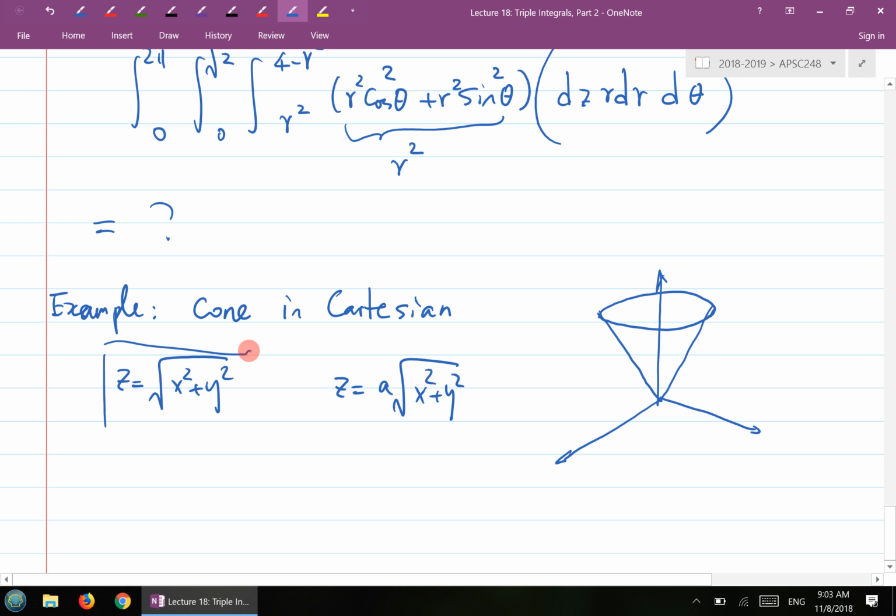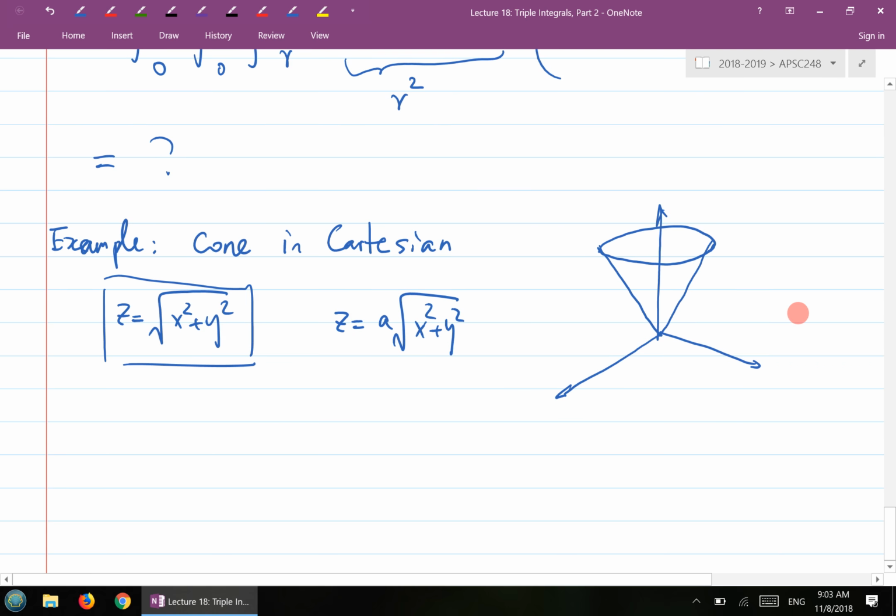So I want you to remember this. Like you remember z equal to x squared plus y squared is a paraboloid, you should remember that z equal to the square root of x squared plus y squared represents a cone. So before we do an example here, let's think about this cone, because sometimes I deal with this shape quite a lot.